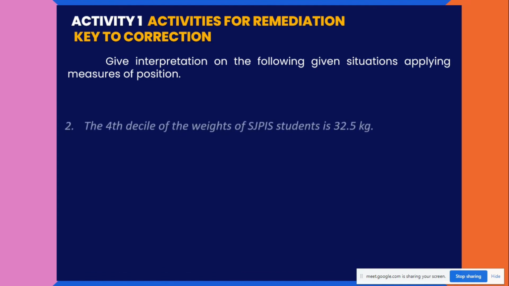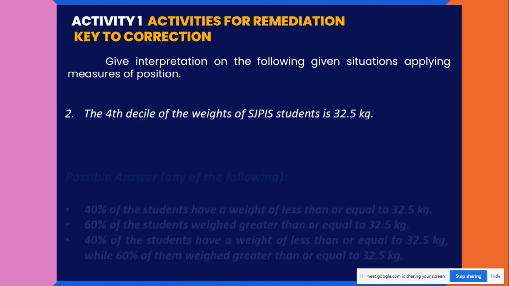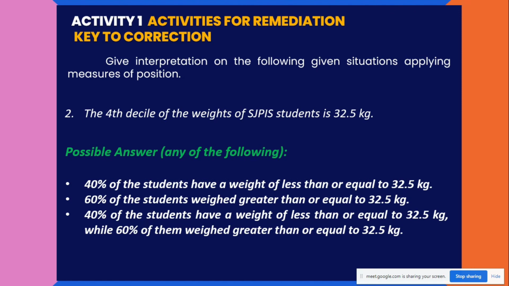Okay, number 2. Yan. Fourth decile means 40% less than or equal. May sinabi man na weight, 32.5 kilograms. So, yan yung ilalagay natin after the statement equal to. So, kung may 40% na less than or equal, meron tayong 60% naman na greater than or equal. Number 3.